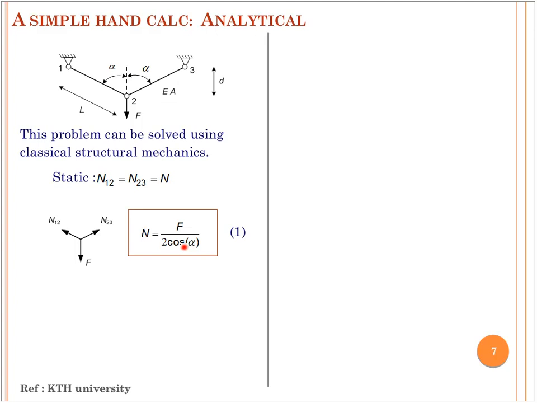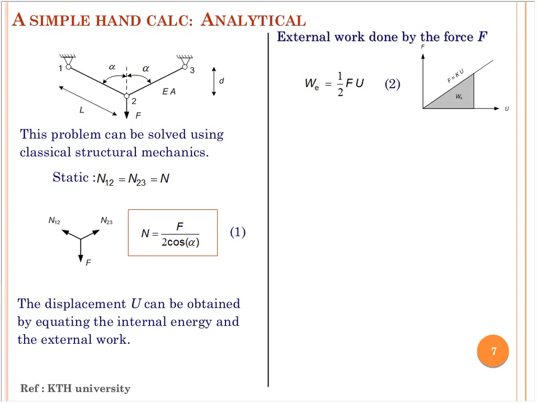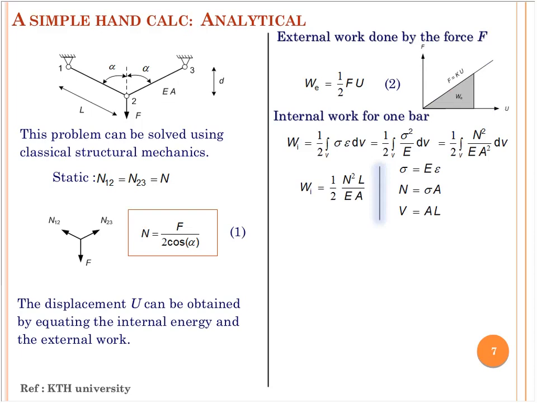In order to find the deflection under this force, what we can do is calculate the internal work done and the external work done, then equate them together to find the deflection. The external work done is nothing but the area under the force-displacement curve, that's nothing but force into the deflection. And the internal work done on one particular bar can be extracted from the stress-strain relation, assuming it obeys Hooke's law under the linear limit.